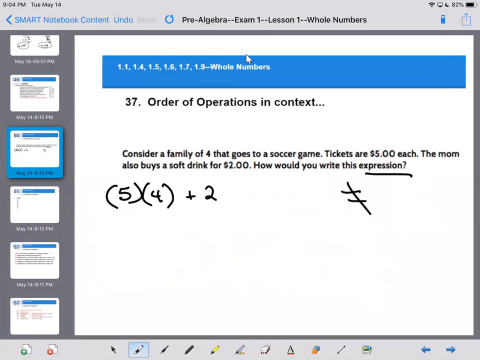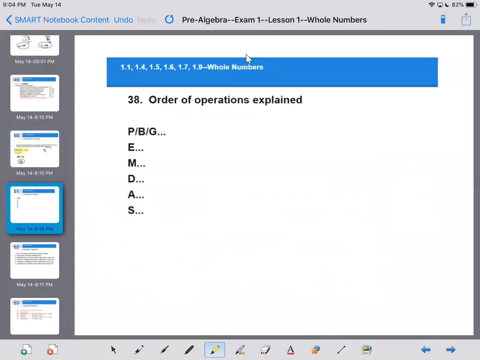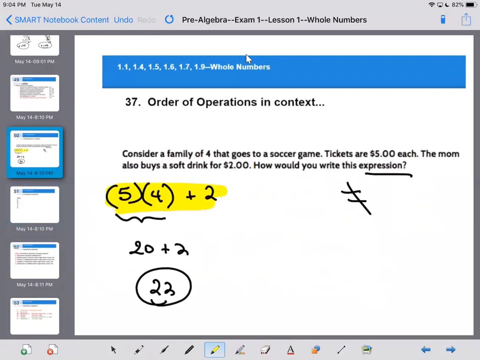So if I was going to compute this, then I would say, well, that's $20 for the tickets, $2 for the soft drink. It would be a $22 total. But when I want the expression, that's what I'm looking for. Now, when you're solving your order of operations, notice what I did here is that I did the 5 times 4 first. Why? Because that's multiplication. Why did I add second? Because that's part of the order.